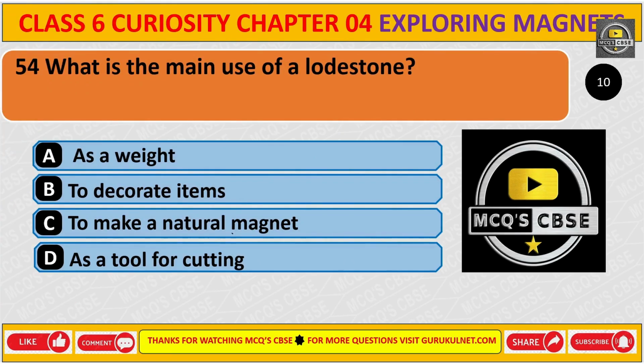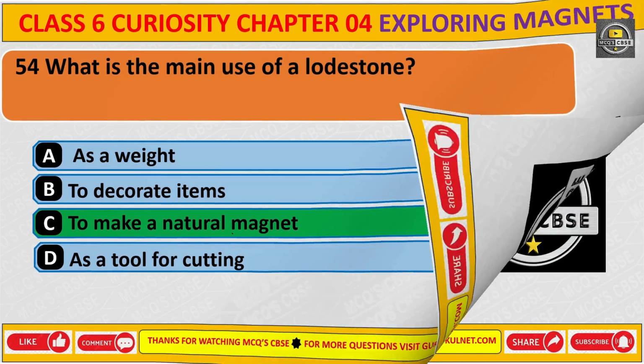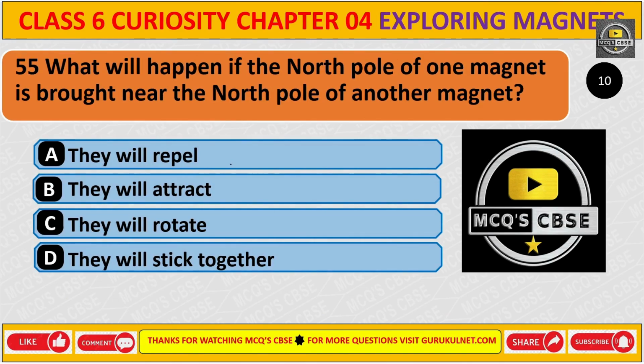What is the main use of lodestone? And the correct answer is C, to make a natural magnet. What will happen if the north pole of one magnet is brought near the north pole of another magnet? And the correct answer is A, they will repel.